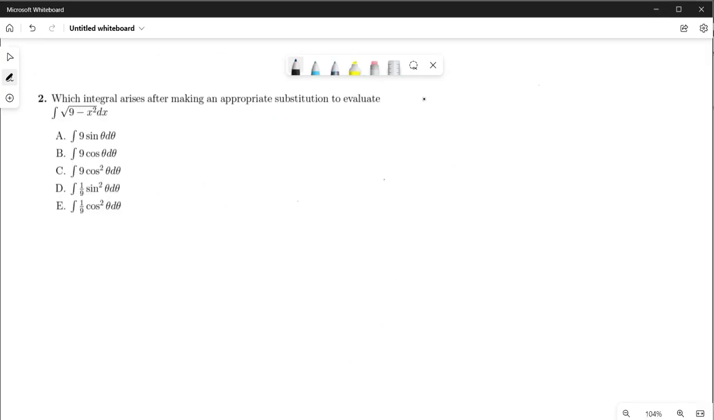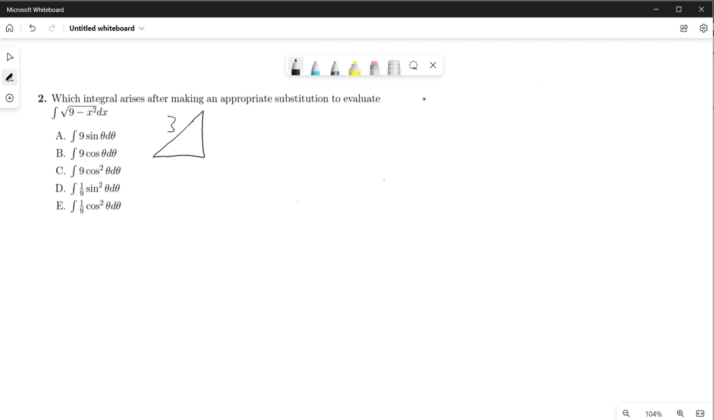For number 2, we have a difference of squares inside a square root. So generally we want to use trig sub for this, and we can confirm that by seeing all the answers are in fact sine and cosine, meaning that they probably resulted from some form of trig sub. So first of all, we can draw a triangle for the trig sub, and since it's a difference of squares, we can have 3 here.